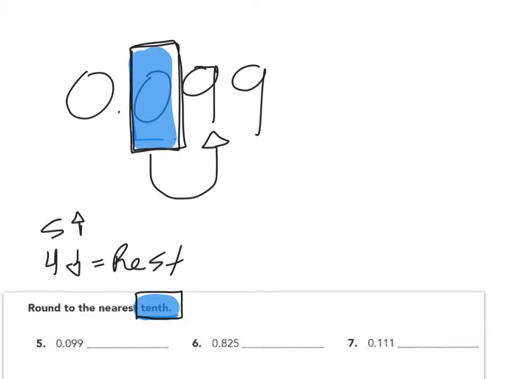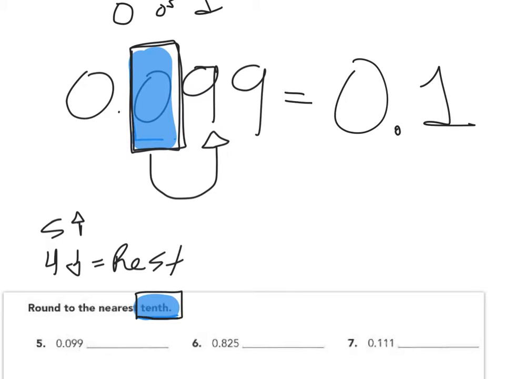So whatever is over there, I'm either going to leave the same as a 0 or change to a 1. I will never, ever, ever make the number in this box go down, okay? For instance, if that were a 2, it could never become a 1. That would be incorrect, okay? It's either going to stay the same or go up in value. And so again, because that was a 9, my answer now becomes 0.1.